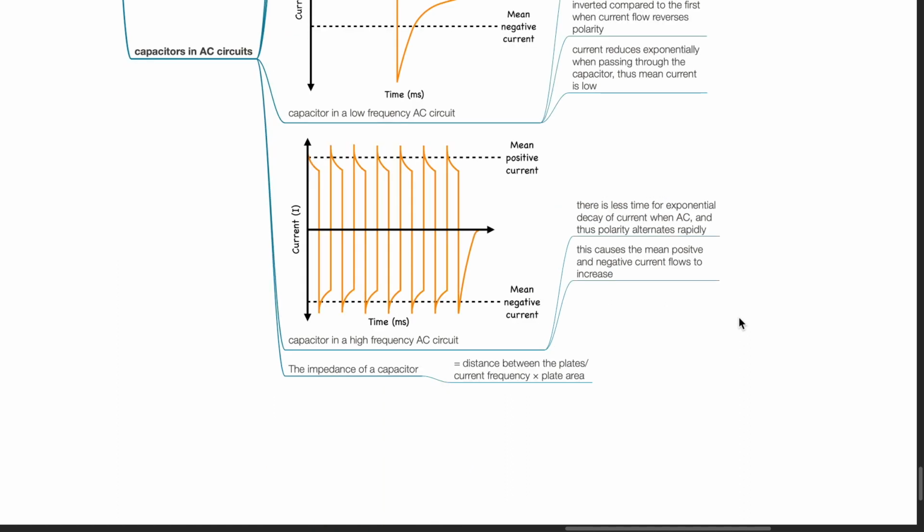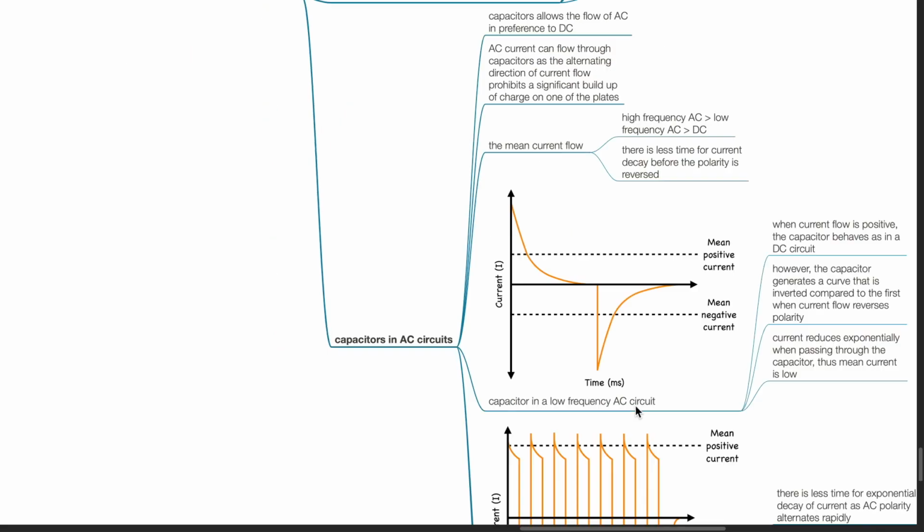This graph shows the current changes when a capacitor is placed in a high-frequency AC circuit. There is less time for exponential decay of current as AC polarity alternates rapidly. This causes the mean positive and negative current flows to be increased. Impedance of a capacitor equals the distance between the plates divided by current frequency times plate area.